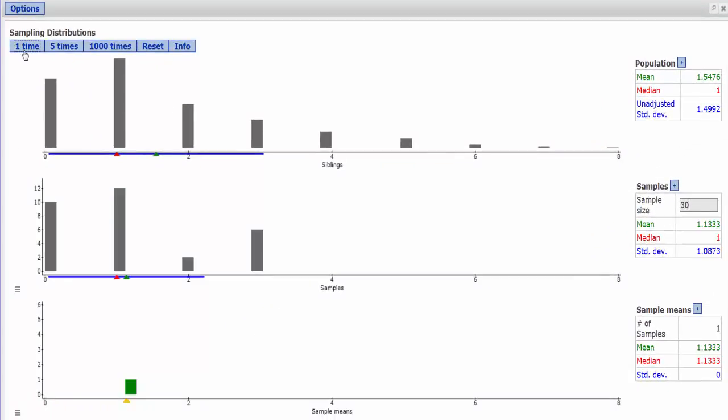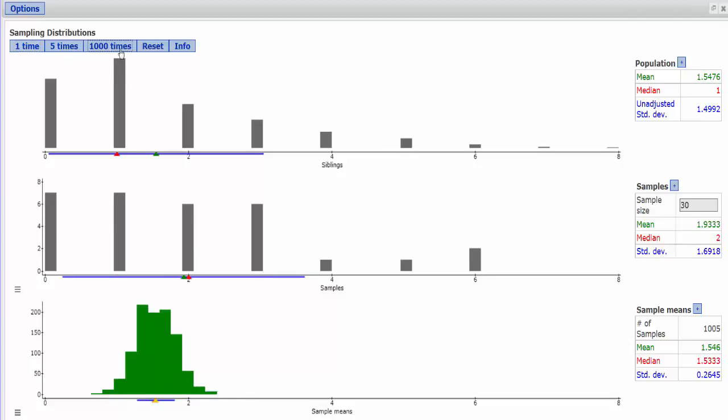Alright, so I can take one sample. So here's a sample of 30. It had a mean of 1.13, and that becomes the first observation in my distribution of sample means. Then I can take a second sample of 30. It has a sample mean of 1.7667. That becomes the next observation in my distribution of sample means. And I could keep doing this one at a time, but why would I do that when I have the 1000 at a time button?